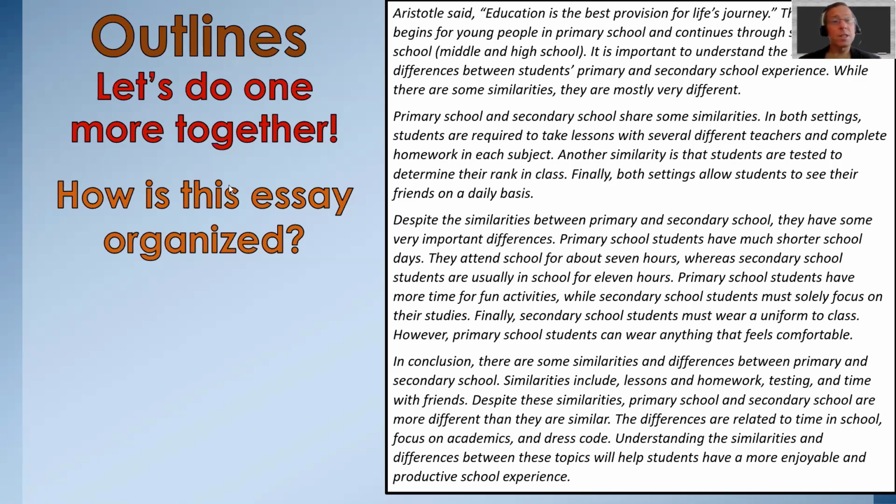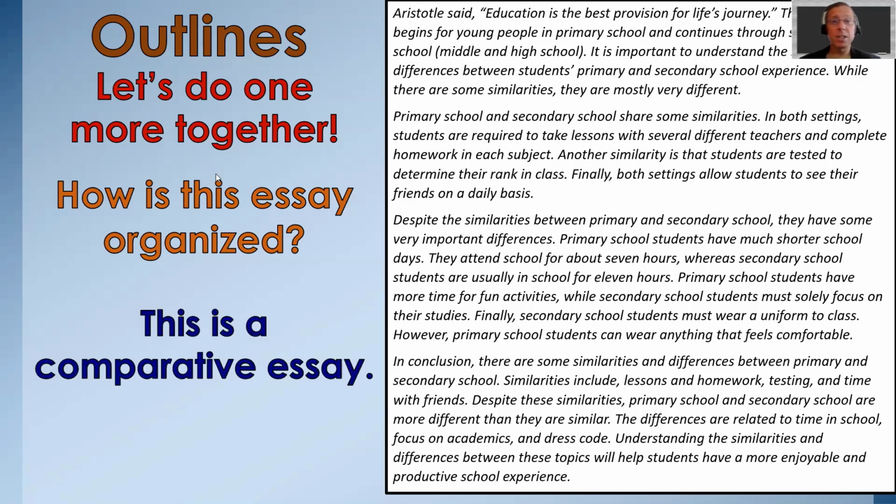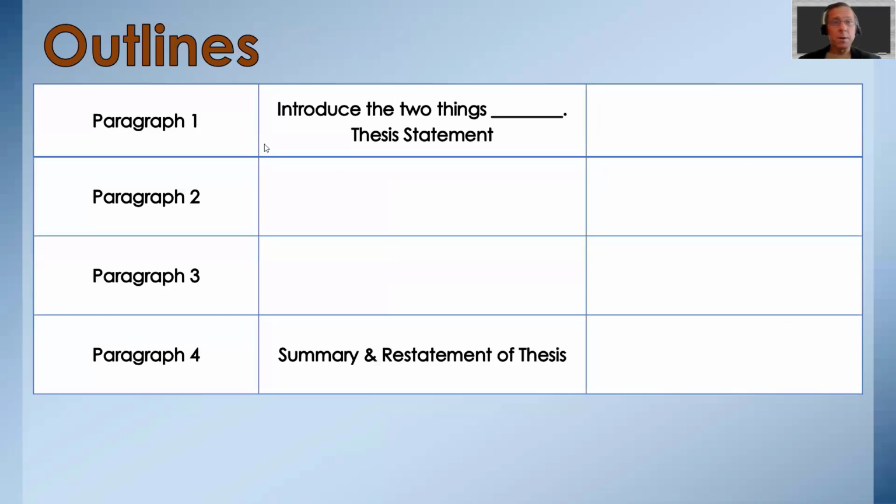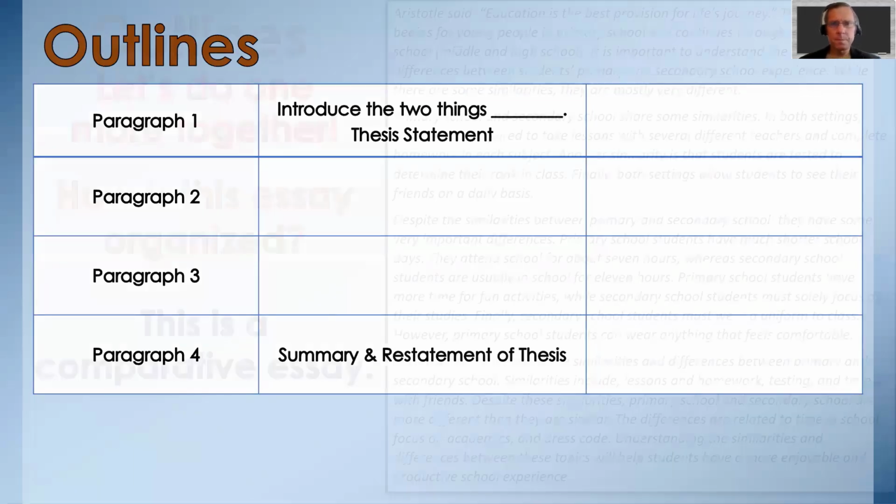So here the author is talking about similarities and differences. This is a compare and contrast essay or a comparative essay. So in the first paragraph, the author is introducing the two things that are being compared. And in the fourth paragraph, there's a summary and a restatement of the thesis. Let's go back and see what the author does in paragraph 2 and paragraph 3.